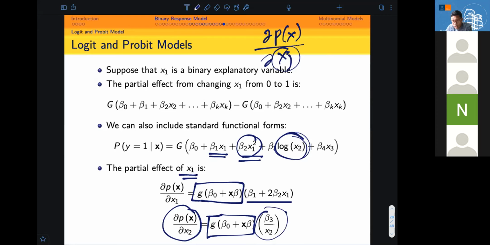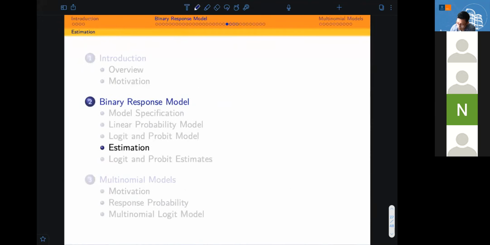All right, so this is the Logit and the Probit model. And then the marginal effect or partial effect for a different right-hand side or explanatory variable: you can have a continuous variable, you can have a binary variable, you can have a log-transformed variable, and you can have a quadratic variable. Okay, any questions before we go and discuss the estimation?